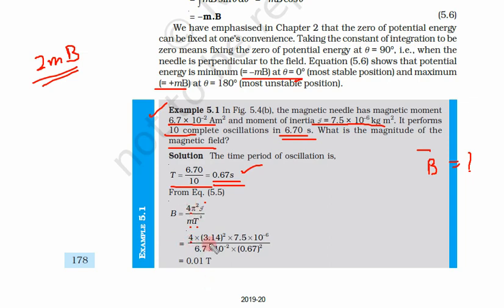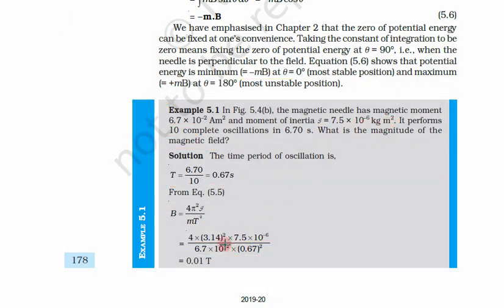4 pi square, pi is 3.14 square, I is given here 7.5 into 10 to power minus 6 kilogram meter square, and m is also given 6.7 into 10 to power minus 2 ampere meter square. So let us put this value as well. And what is the time period? 0.67 square. So we have put all the values. When we solve, what do we get? B is equal to 0.01 Tesla. Again, the magnetic field will come in SI units, that is Tesla.